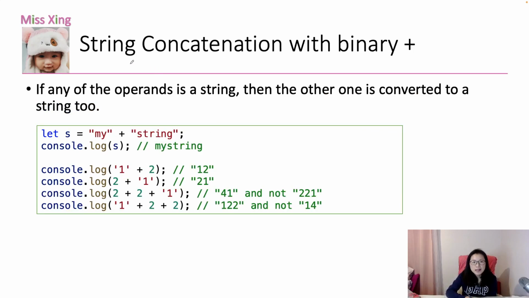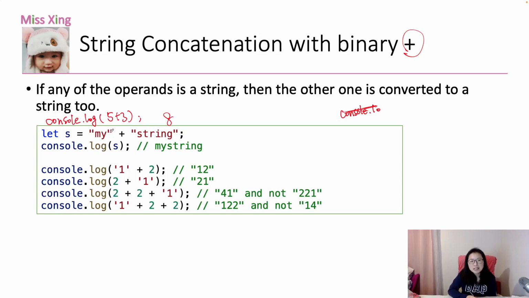Let's take a look at another one, which is string concatenation with a binary plus. We know plus is a sum, or add. Suppose we have console.log 5 plus 3. We know the result is going to be 8, because plus is a binary operator and it sums them.